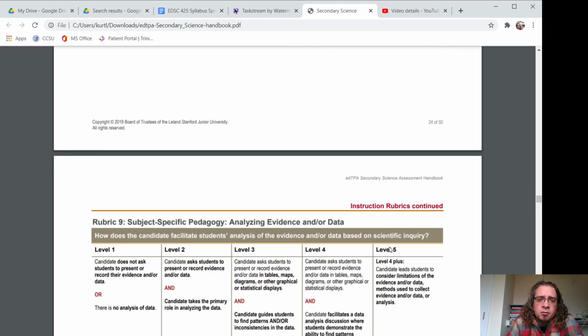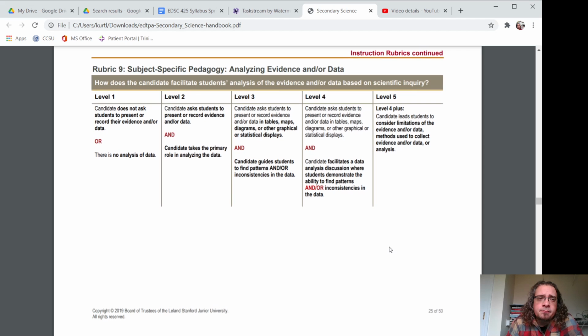Okay, rubric 9. Again, we're very content specific here at this point. How does the candidate facilitate students' analysis of the evidence or data based on scientific inquiry? So the pattern here again is going to be, sorry, let me back up here. This is again content area, right? Analyzing evidence and or data is not something that you're going to see for every content area. But what's the overall pattern here that we're looking for? Obviously, it's going to be deepening in some kind of way.